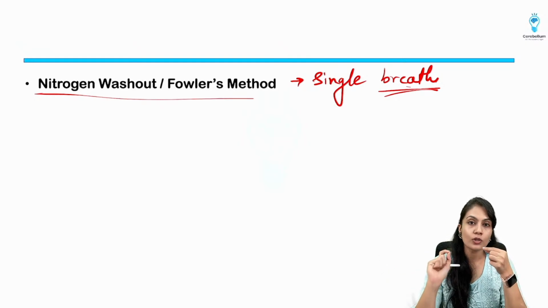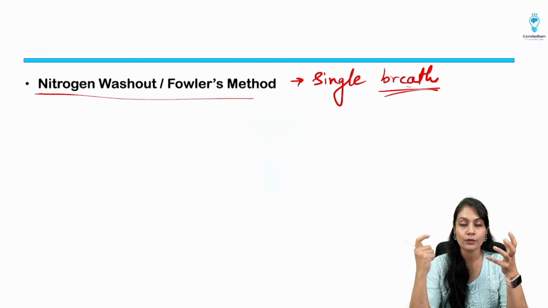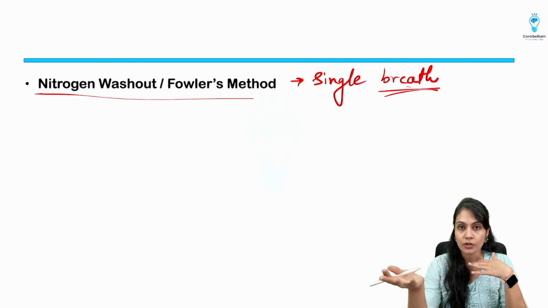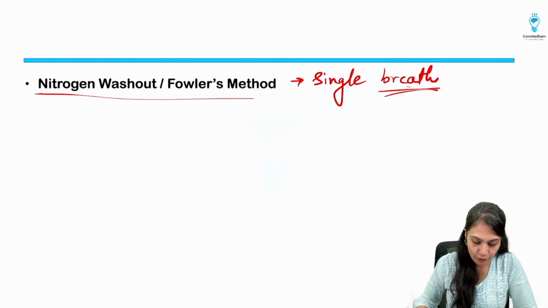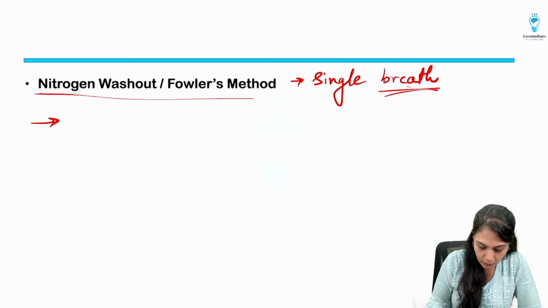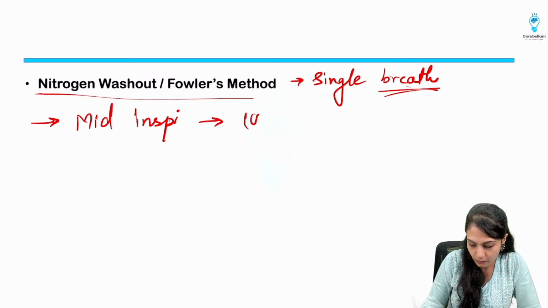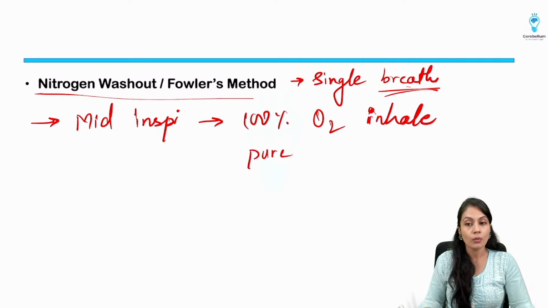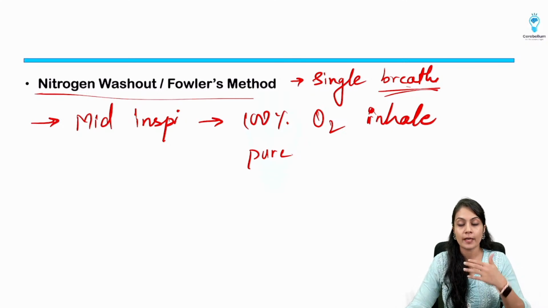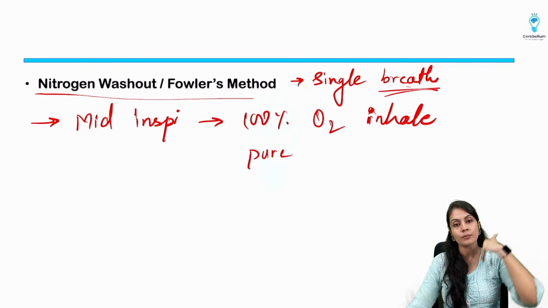Then we are going to measure the nitrogen concentration that comes to the sensor, right? Now understand how the graph is going to look. First of all, from the mid inspiration position, I'm going to ask the subject to inhale 100% oxygen, that means pure oxygen. I'm going to ask him to forcefully inspire, but I'm going to interrupt him in between, attach the 100% oxygen, pinch the nose, and ask him to breathe in.